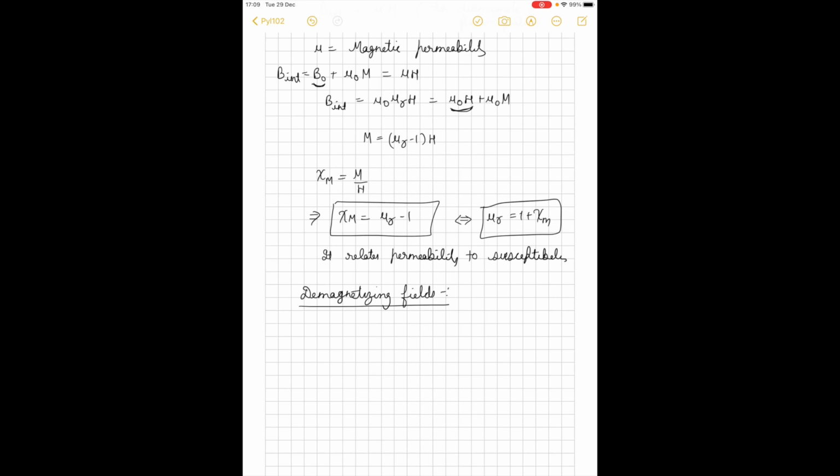All right, so I can just write it down: the magnetizing field inside the ferromagnetic or ferrimagnetic material is different than the applied magnetizing field.